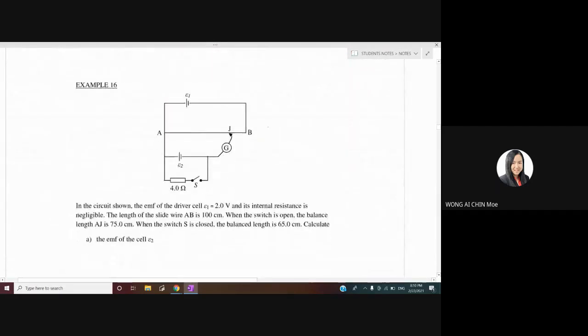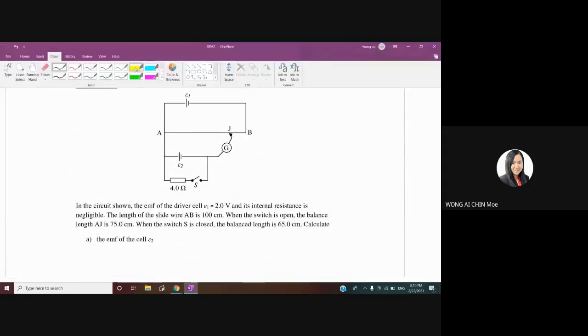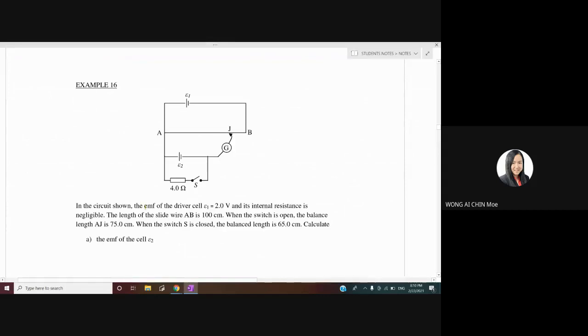Okay, example 16. We read together first. In a circuit shown, the EMF of the driver cell is 2 volt, and its internal resistor is negligible, meaning that there's no internal resistor. The length of the slide wire AB is 100 cm. When the switch is open, the balance length A to J is 75 cm.